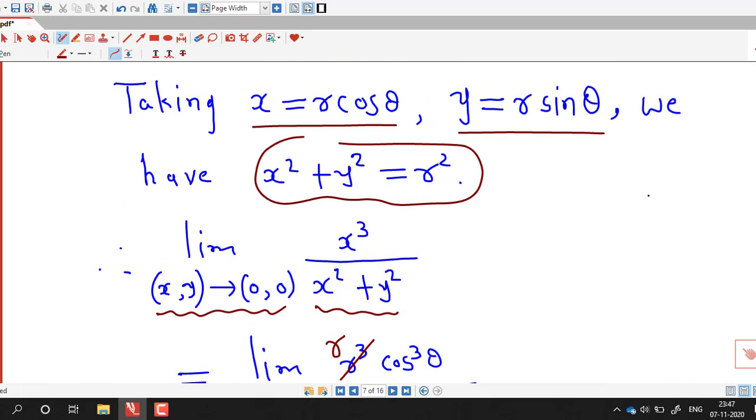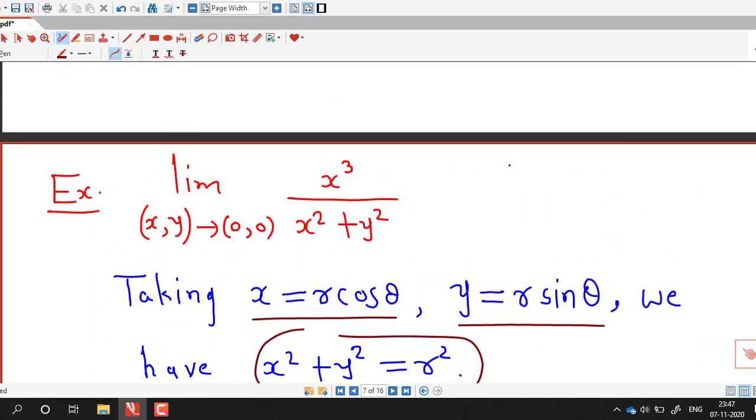So sometimes polar coordinates are useful to decide some type of limits.